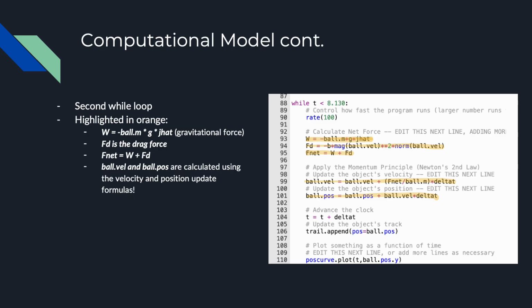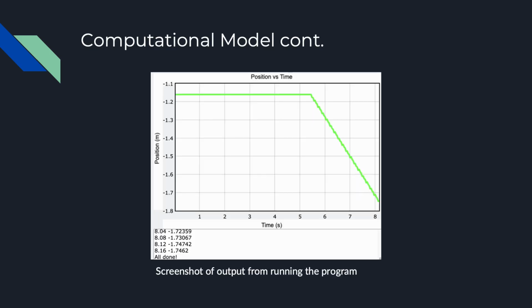In the second while loop, we do something similar. W is equal to negative ball.m times g times j hat. F of d is the drag force, and the net force is equal to W plus Fd. Again, ball.velocity and ball.position are calculated using the velocity and position update formulas like we did in the previous slide. Here is a screenshot of output from running the program.